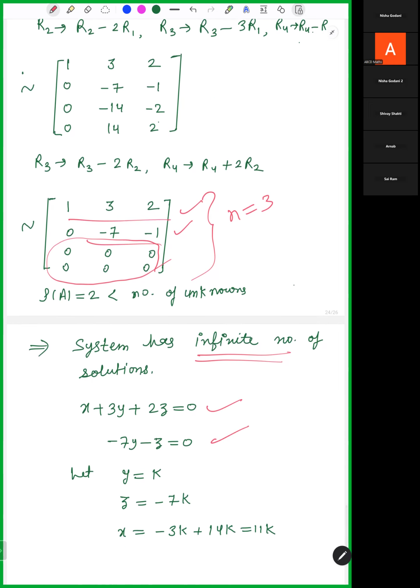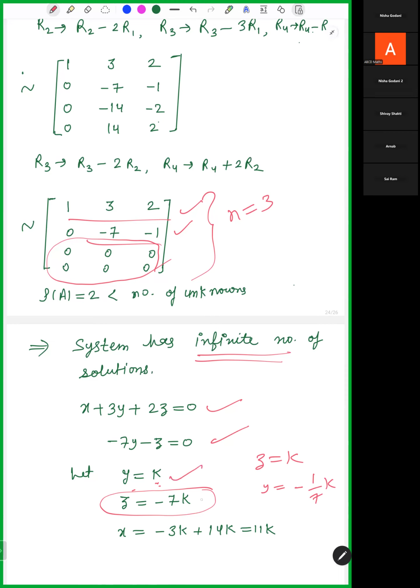I have assumed y equal to k. So this gives you z equal to minus 7k. Or you can assume z equal to k, which will give you y in terms of k, but to avoid fractions, I have taken it like this. I have assumed y equals k, then z will be minus 7k. If you take z equal to k, then it will give you y equal to minus 1 upon 7 k. So both are correct, no problem.